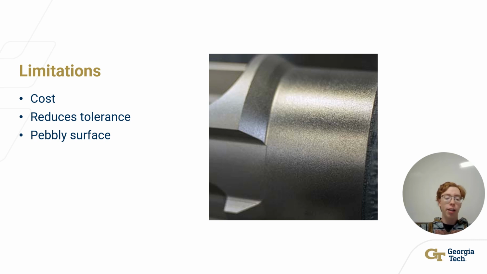However, if the part is likely to fail in fatigue, shot peening can save money in the long run by prolonging the life of the part. Shot peening can also reduce the tolerance of a part. However, this is mitigated by using fine particle shot peening in high tolerance cases. The pebbly surface created in the shot peening process can be undesirable in certain situations.